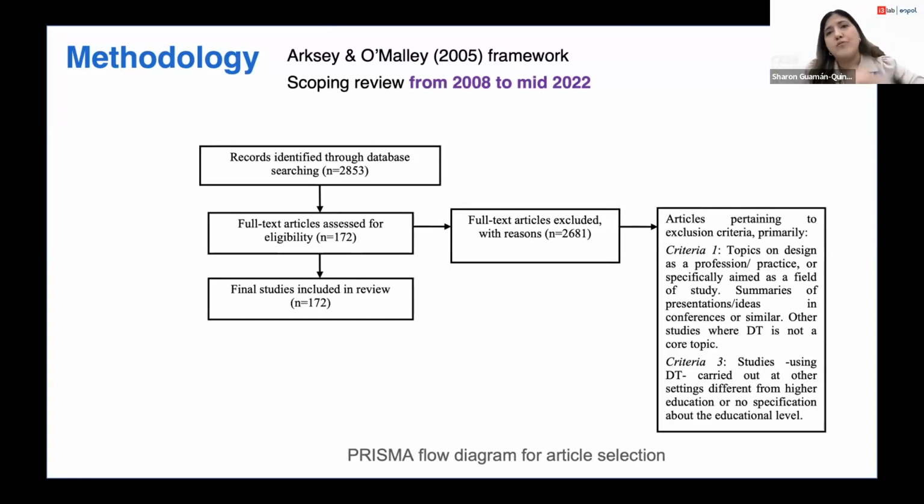And we made this scoping review from 2008 to mid-2022. And we found 2,853 papers, but after applying inclusion and exclusion criteria, we ended up with 172 studies.